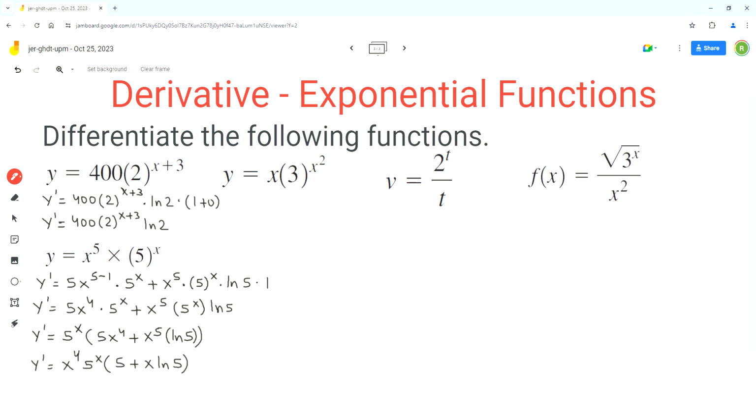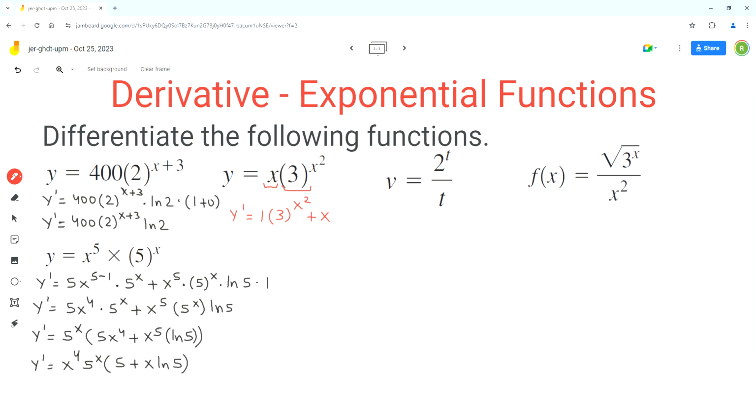The third function is y equals x times 3 to the power x squared. This function is made up of two functions. One is x, the polynomial function, and then the exponential function 3 to the power x squared. So we can use the product rule because these two functions are being multiplied. We start with the derivative of the first function. The derivative of x is 1 times, plus the first function times the derivative of the second function.